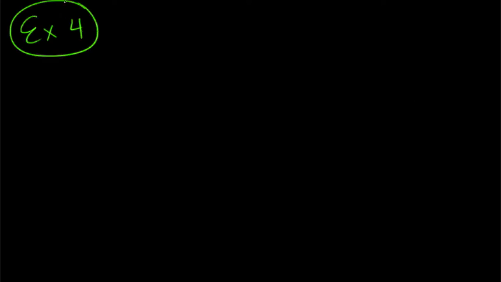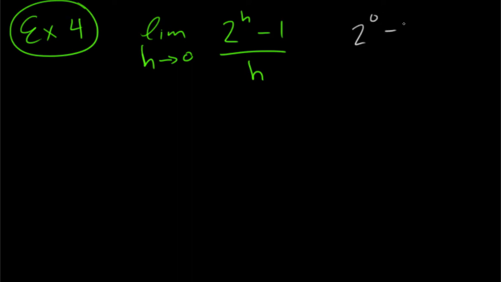Okay, now let's look at example 4. The limit as h approaches 0 of 2 to the h minus 1 over h. First thing you should always do with the limit, plug in 0, or plug in whatever it's approaching. Now the problem is there's division by 0, so we can't approach it that way.